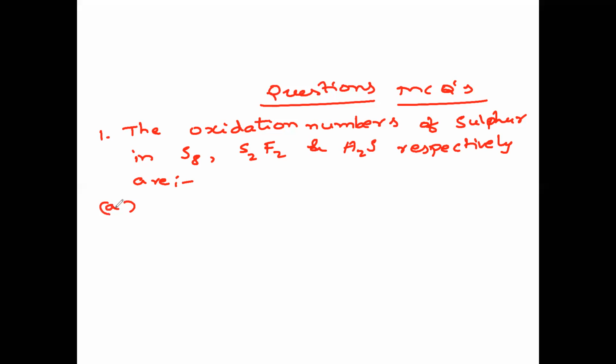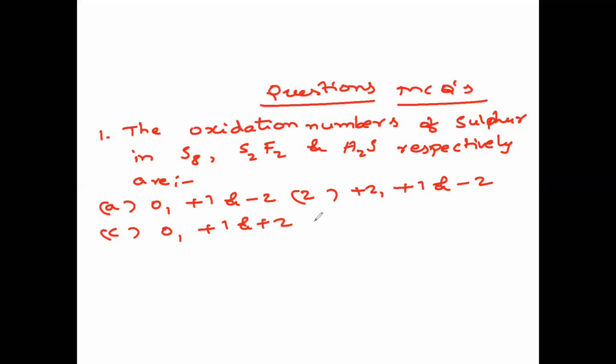Option 1, that is 0, plus 1 and minus 2. Option 2, that is plus 2, plus 1 and minus 2. Option 3, 0, plus 1 and plus 2. And option D, so option D is minus 2, plus 1 and minus 2. So these are the 4 options we have.